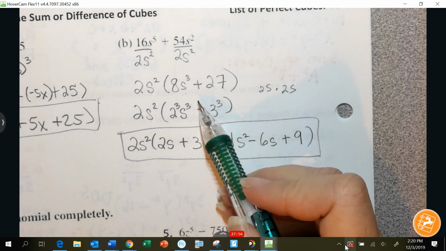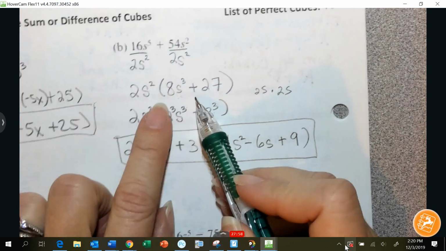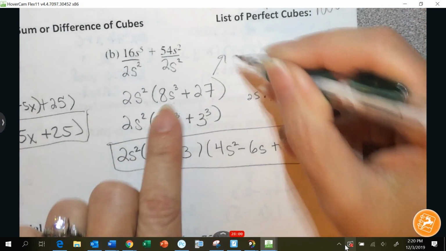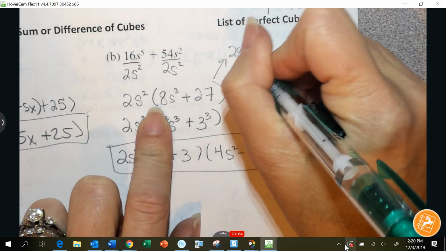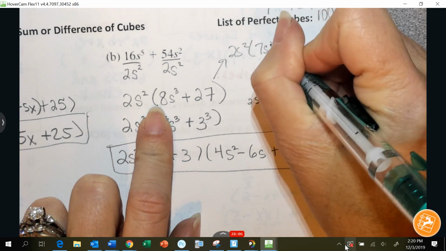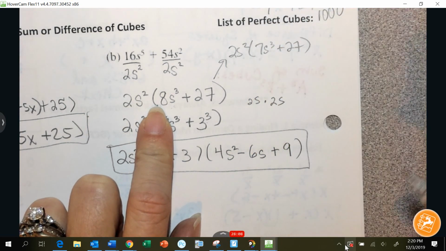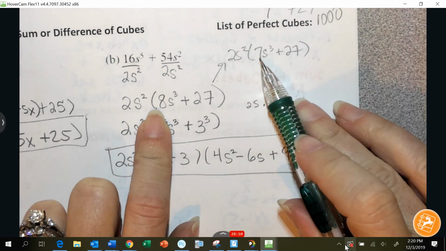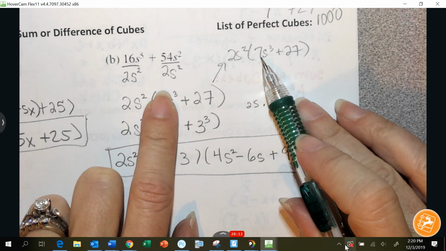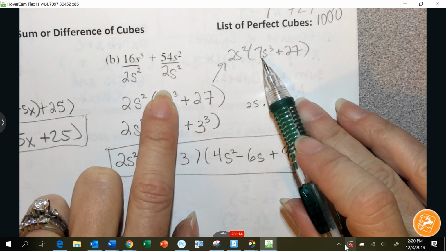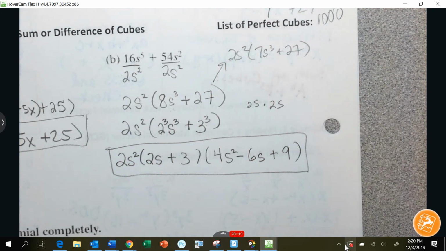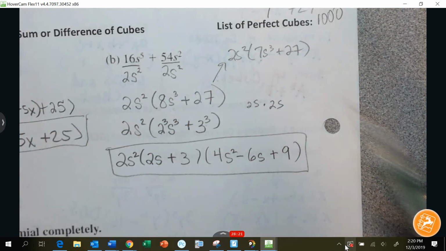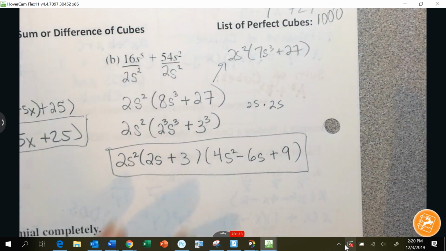Her question was, so let's say we factor this out, and instead of it being 8s cubed plus 27, let's say we had 2s squared times 7s cubed plus 27. What would we do if this 8 wasn't there? What if it's a different number and it's not a perfect cube? It doesn't go any further, you're done factoring, because that's not a cube. I like that. That doesn't happen that often in my class, though.